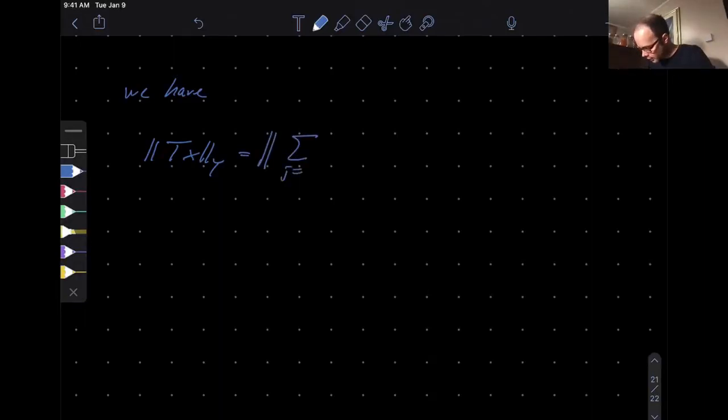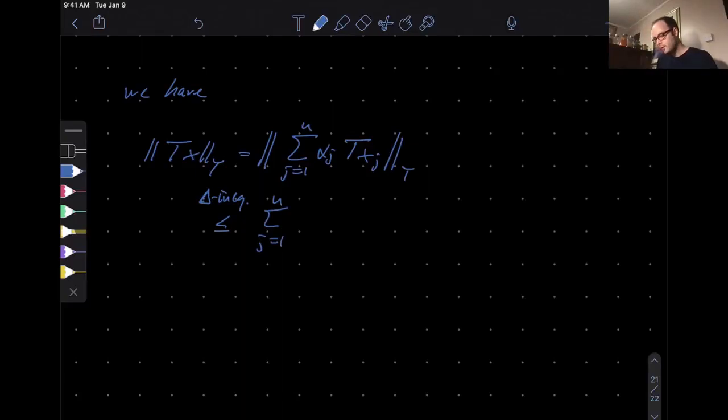So I have the sum from j equals 1 to n of alpha j. Okay, I switched my indices from i to j, that's okay. Oh yeah, I'm missing something. So this would be x, but now T acts on it, and since T is linear you can pull out the scalars and the summation. So you have this, which is in Y. Now you use the triangle inequality, the sum comes out. Then you would have the norm of alpha j times T x j. Well, norms are homogeneous, you can pull out the scalars, and then you have this.